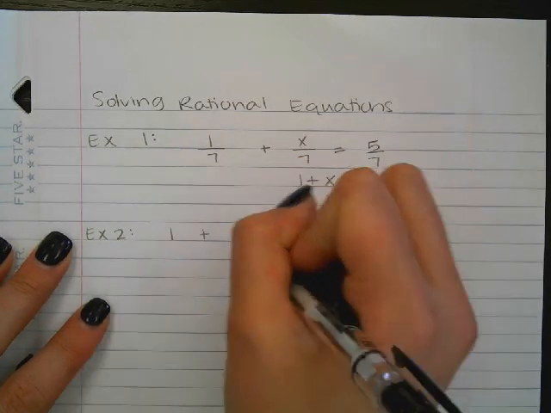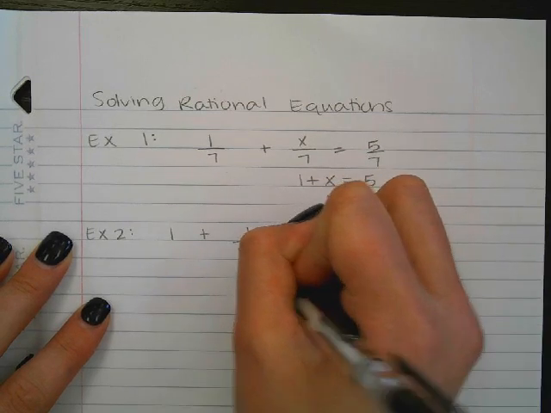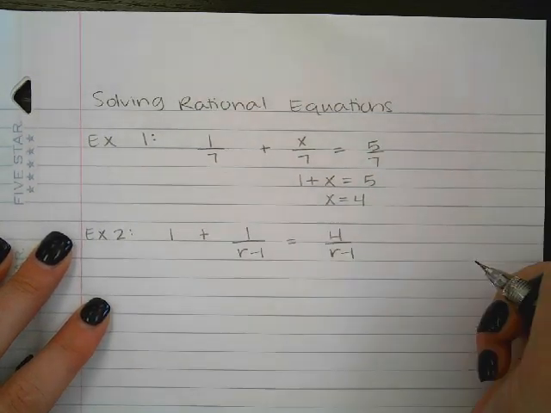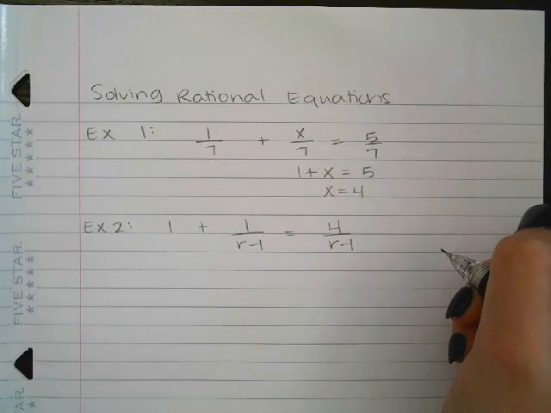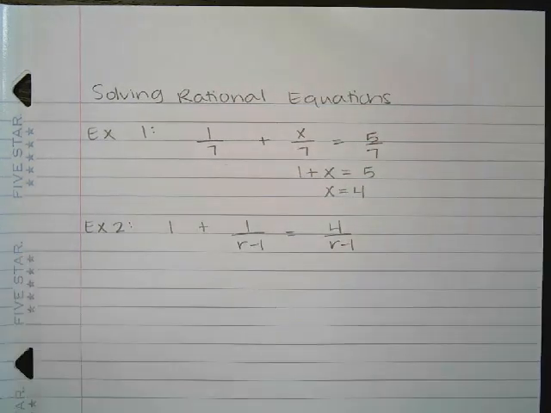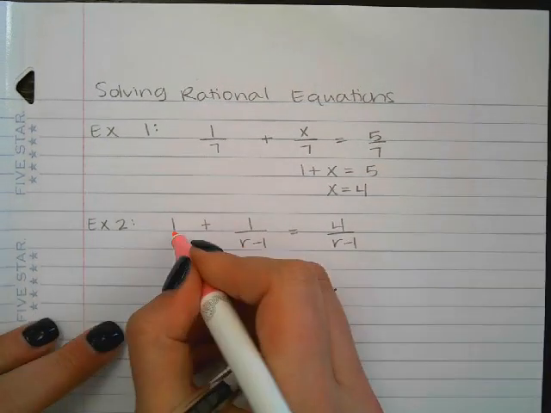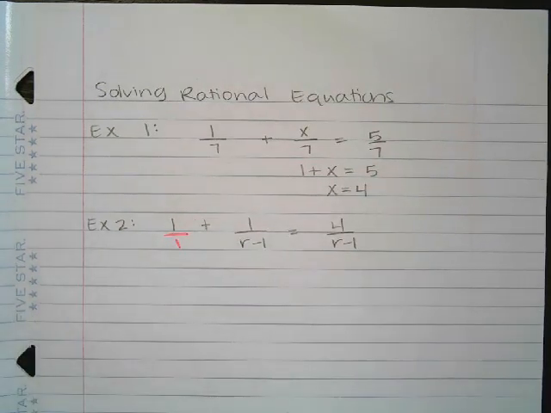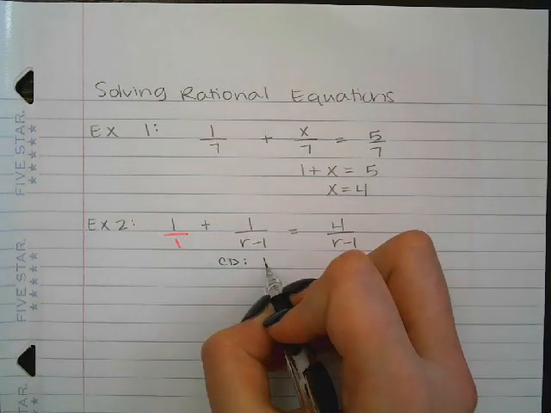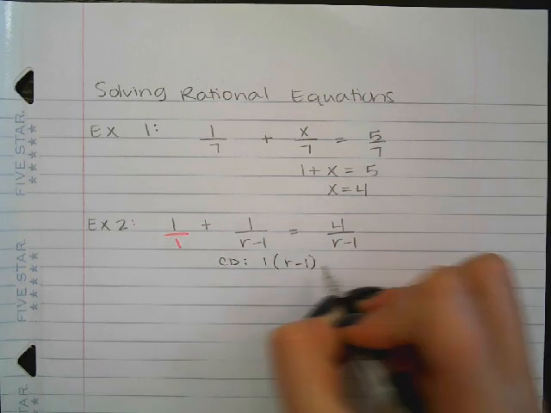1 plus 1 over r minus 1 equals 4 over r minus 1. So if we're doing this problem, we want to make sure that we have fractions for each of the terms of the problem, which means that we're going to go back to that first term and we're going to make it over 1, right? So we have that fraction. And then we need to have a common denominator for all of those terms. And so the common denominator would just be 1 multiplied by r minus 1.